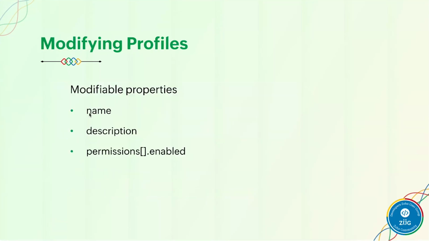Let's check how to modify it. Inside the JSON, the modifiable fields are the name of the profile and the description of the profile, and different permissions of the profile will be listed in an array. You can toggle them on or off using the enable property.